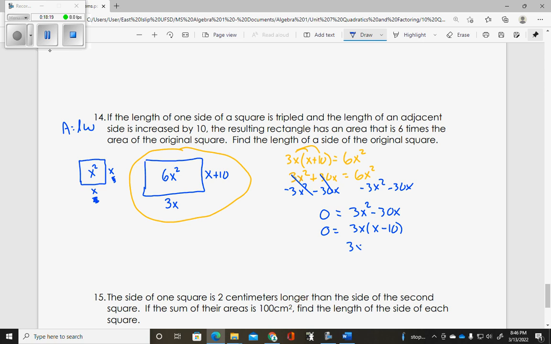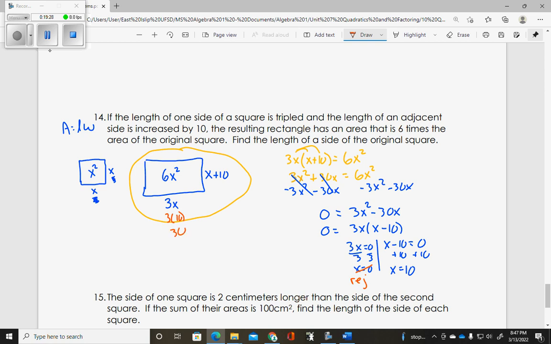Now we just set each factor equal to 0. So 3x might equal 0, or x minus 10 might equal 0. If 3x equals 0, I have to divide both sides by 3 to get x equal to 0. And on the other side, I have to add 10 to both sides to get x equals 10. So are any of these answers going to be rejected? Well, let's just think for a moment. If I substitute in 0 for my length and my width, what am I going to get? I'm going to get a length of 0 here and a width of 10. What kind of rectangle is 0 by 10? It's actually not a rectangle, right? So hopefully that proves to you that this is getting rejected. We can't have a rectangle if one of its dimensions are 0, right? So we're just going to use the positive 10.